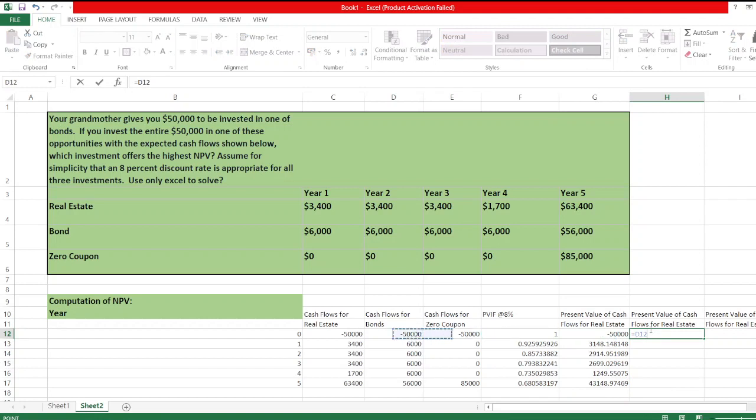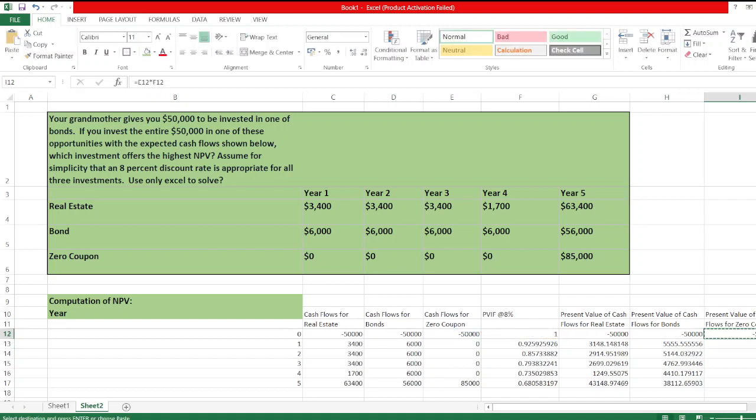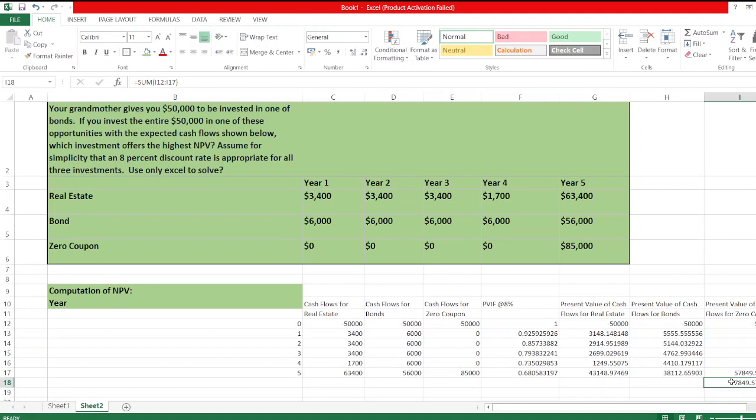Same for bonds, cash flows for bonds, and then copy the formula, select the cells and paste the formula. Bonds, and this is zero coupon. Cash flows for zero coupon into PVIF. Then NPV is equal to sum bracket, then values, and then bracket close. Just copy the formula for all three.